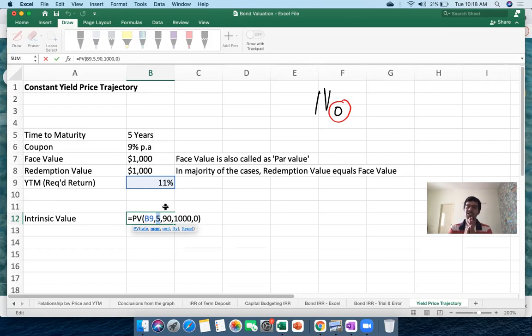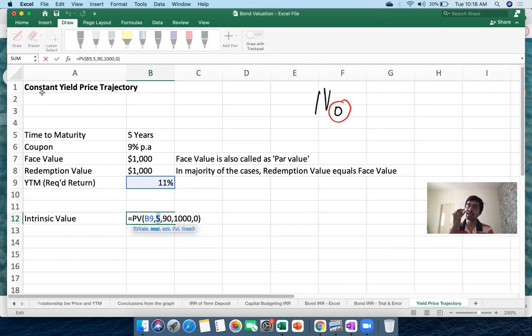Let me repeat myself once again. We are going to assume a constant yield from today till the fifth year. We're not going to change the yield. And then we are going to see how the price of this bond is going to move from today till the end of the fifth year, or the maturity of the bond. So in other words, we are seeing the path in which the price is going to move, and that is the reason the topic is called constant yield price trajectory. We are seeing the trajectory of the price, assuming constant yield.